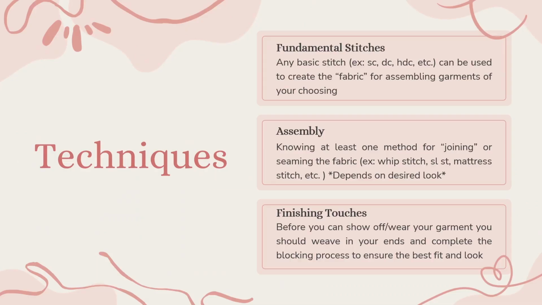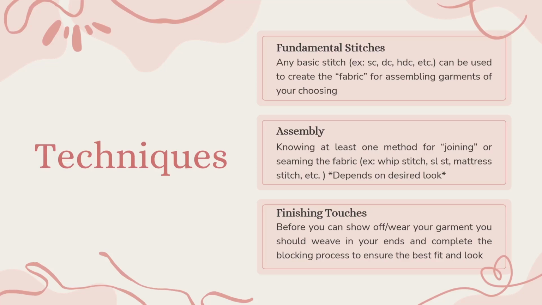Next up is technique. So I briefly mentioned the fundamental stitches. Really and truly, when you make any garment, you're essentially making the fabric and then using a join method to join the fabric in a way to get the desired clothing that you want to achieve. So for instance, if you're making a sweater, you're just making the fabric for it in the shape that you want it, and then attaching different pieces of that fabric so that you can get it to look like a sweater. That being said, you can use any stitch to make the fabric, whether that be single crochet, double crochet, half double, or some iteration of these stitches combined.